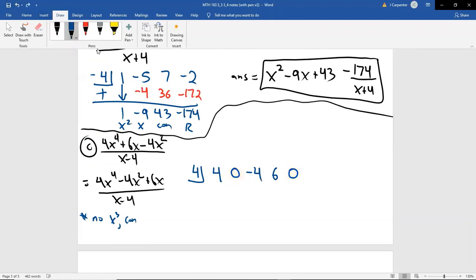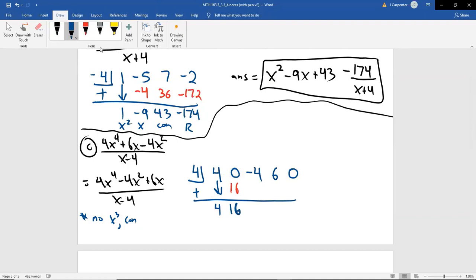All right, so let's draw our line, little plus sign, and now let's just bring down, multiply, and add until you're done. Bring down the 4. Multiply. 4 times 4 is 16. Add. 0 plus 16 is 16.